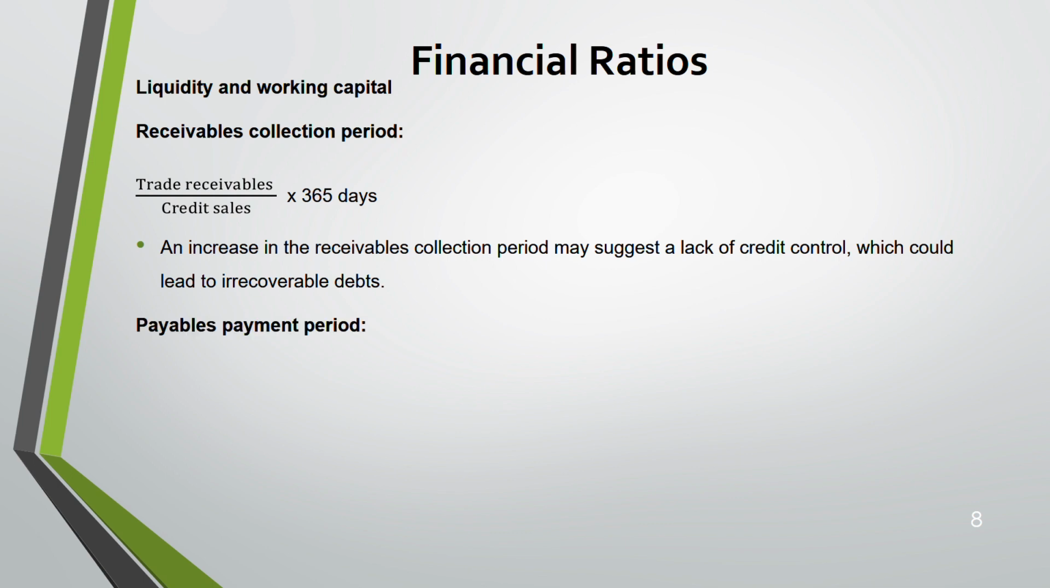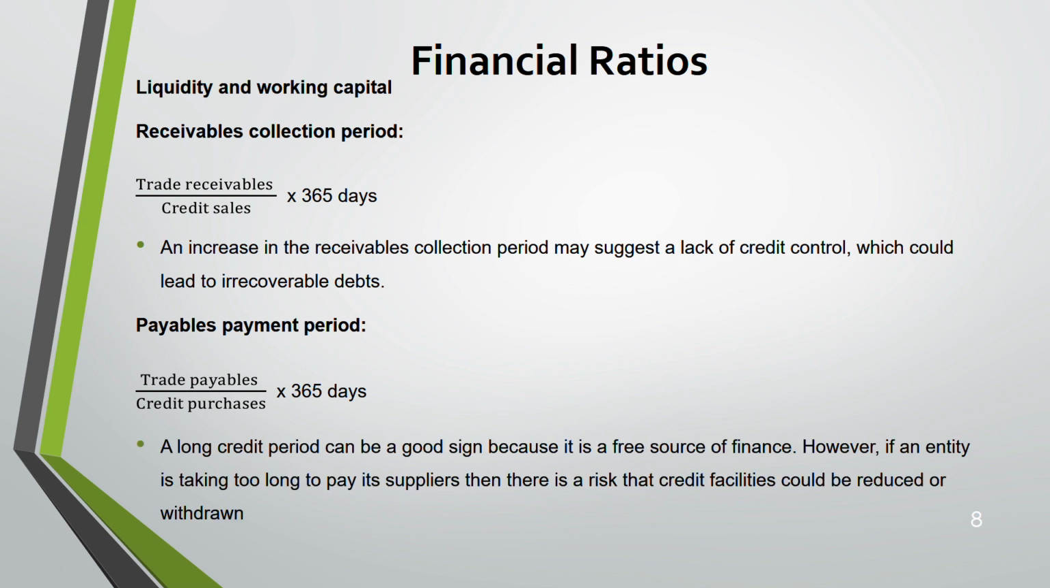Second, payable payment period. It is trade payable divided by credit purchases into 365 days. Okay. This also, a long period is good in a way because it helps you to have some source of finance, some source of cash for a few days without paying it to your creditor. But over a long period of time, taking too much time to pay your suppliers is not good. Why? Because later on your suppliers might cut out that credit facility from you. Okay. It might lead to damage of reputation and your creditworthiness might go down.